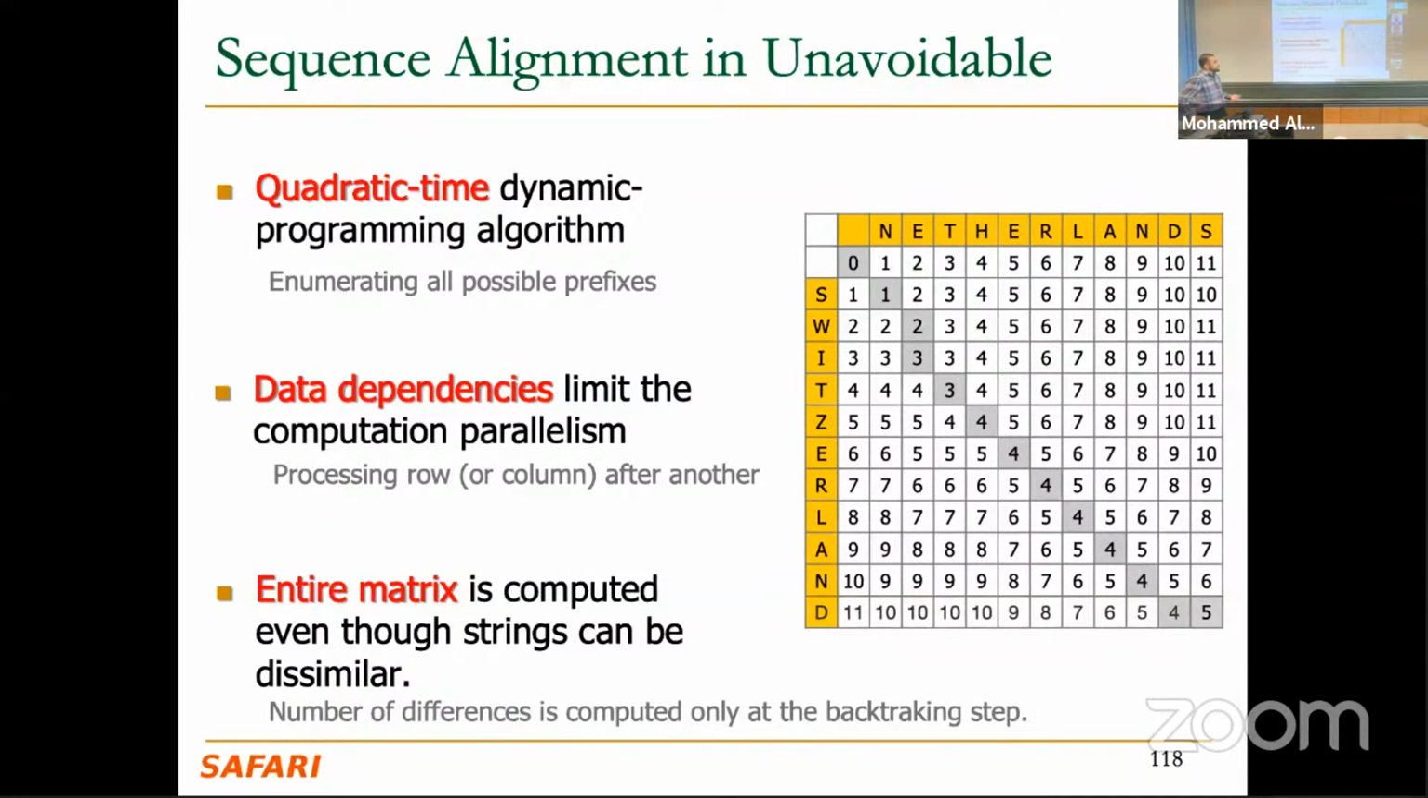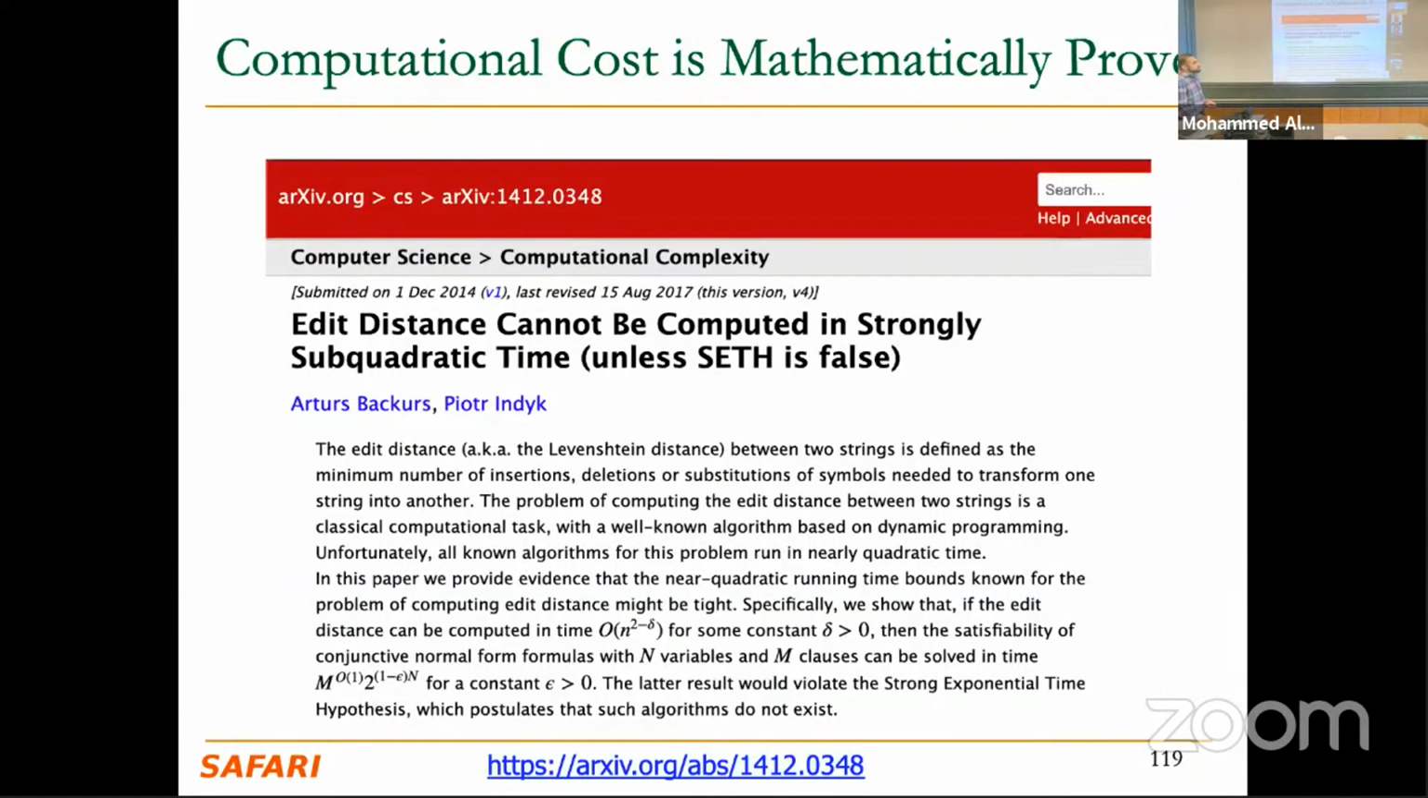The third challenge is that the entire matrix needs to be computed until you figure out the optimal number of computations, which is 5 in this case. And you cannot stop somewhere in the middle, especially if you are looking for a global alignment where you compare the 2 sequences end to end. So these are the challenges with sequence alignment.